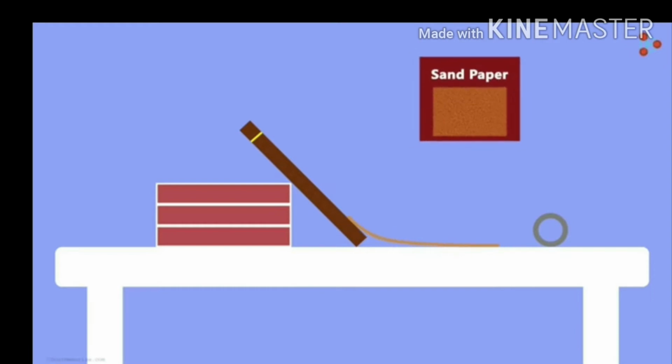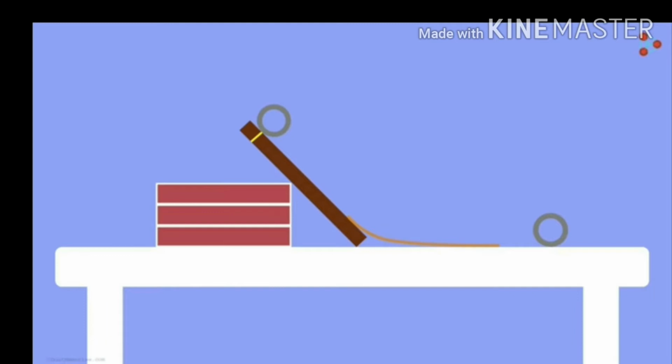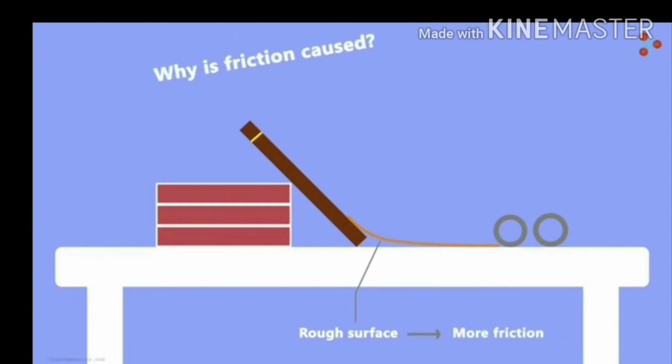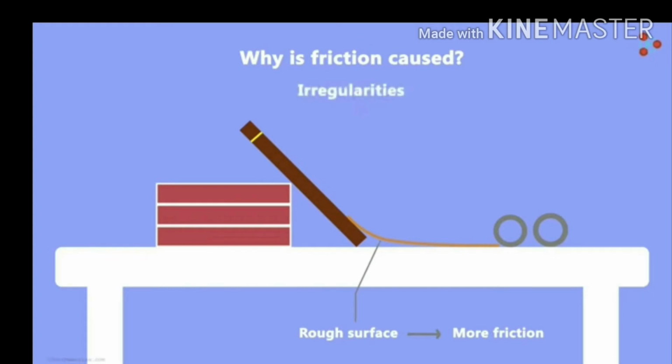Next, place sandpaper right under the slope and leave the object from the same point as before. What do you notice? You will see that the distance covered by the object is lesser in the second case. And you probably know why. The surface on which the object rolled was rougher in the second case. And clearly, the force of friction was more. Why is friction caused though? It is caused due to the irregularities on the two surfaces in contact.